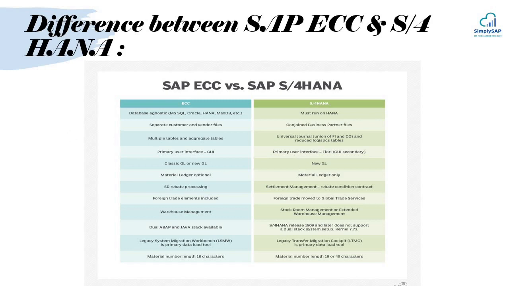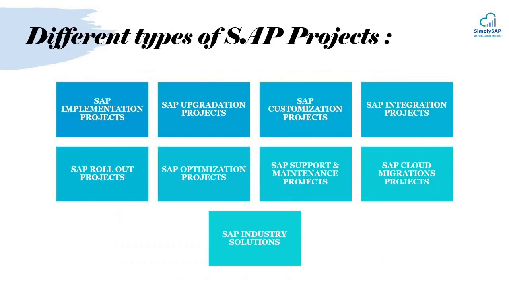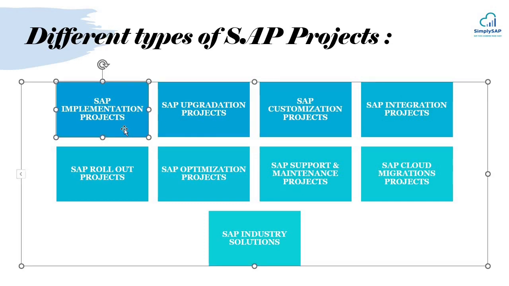I hope I have made this clear. Let's now move on ahead and see the different types of SAP projects. Here you can see the different types of SAP projects. First is the SAP implementation project, second is the SAP upgradation project, then SAP customization, integration, rollout, optimization, support and maintenance projects, SAP cloud migration projects, and industry solutions.